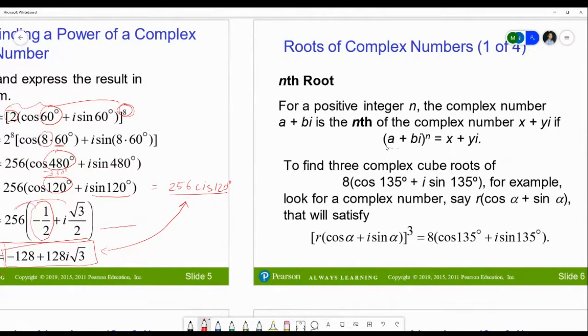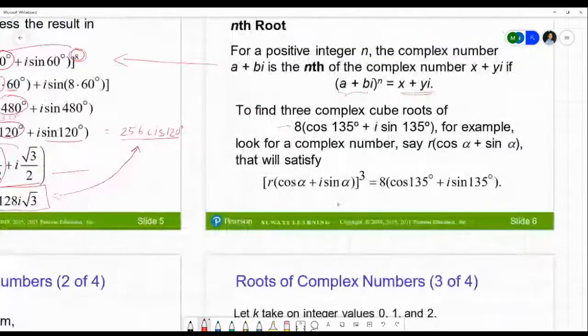So if I take it to the 8th power and it equals this, that means that a plus bi is the 8th root of x plus yi, by going backward, right? So here we're just going backward by setting it up just like we did over here. So to find the complex root of this complex number, we're going to set up the following.